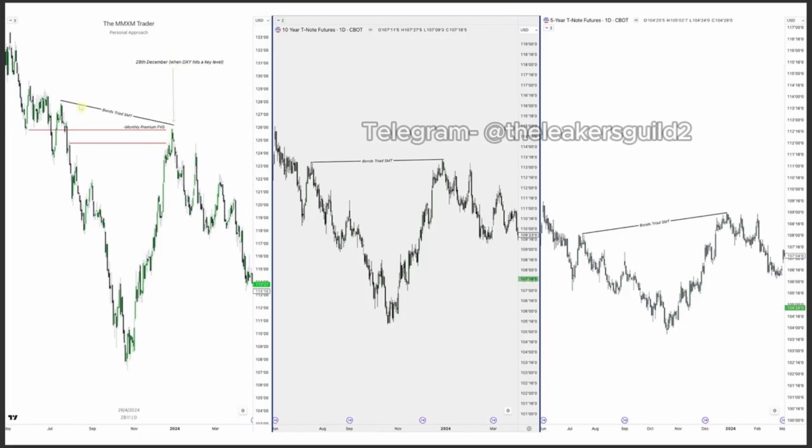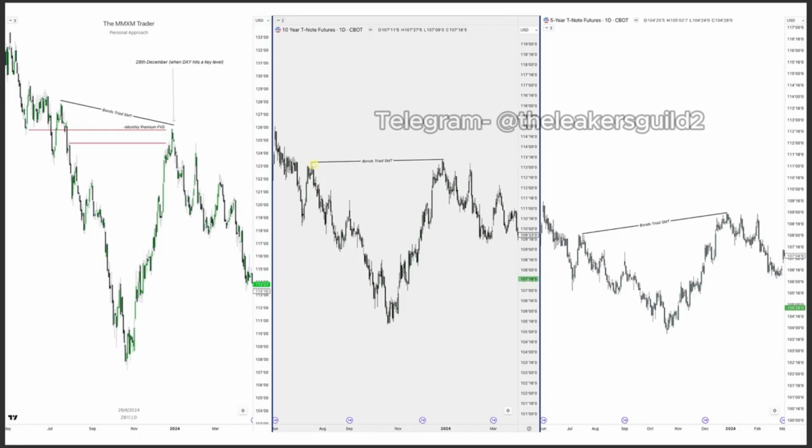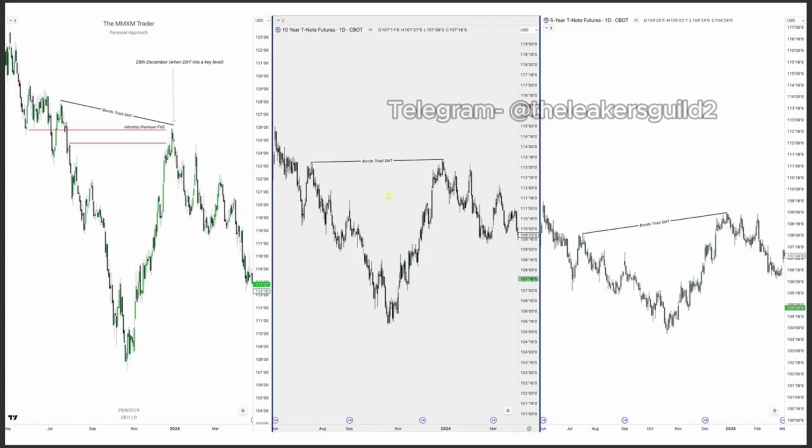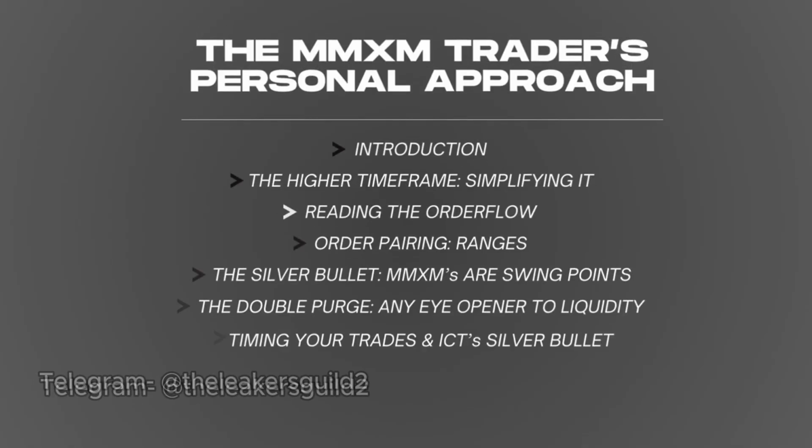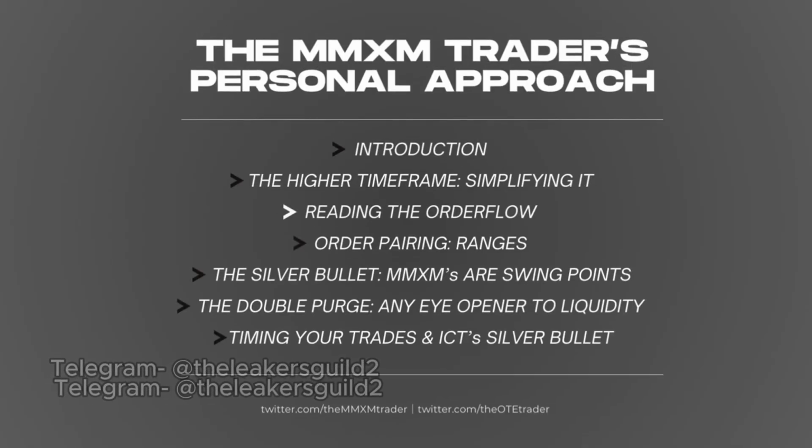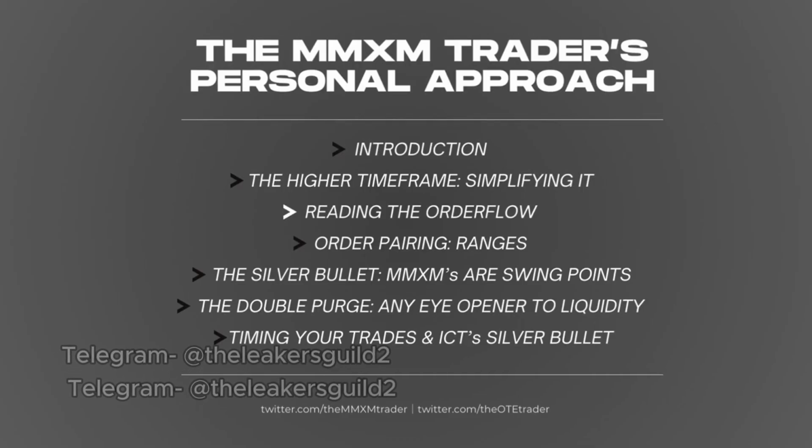And we can see this high does not get taken out on this chart, but we do take out the same high on the 10-year here, and we take out the high on the 5-year. So this makes the higher time frame macro even more high probability. Now that we went over the higher time frame, let's go into reading the order flow.